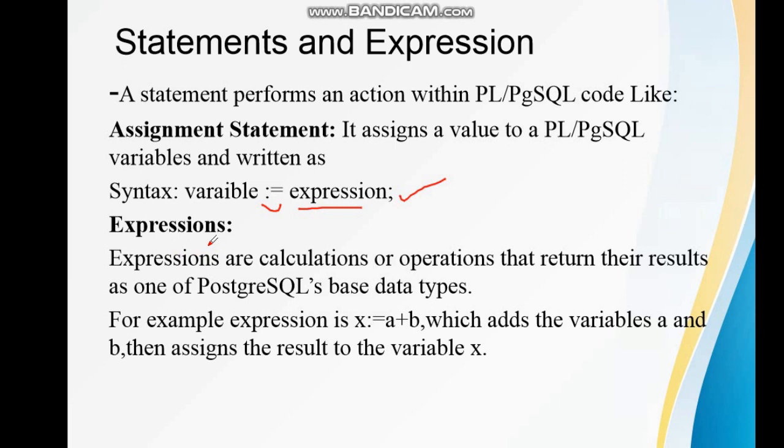Next is expression. Expressions are calculations or operations that return their results as one of the Postgres base data types. For example, the expression x assigned to a plus b adds the variables a and b, then assigns the result to the variable x. Okay, so this is called an expression, where the addition of a and b is assigned to the variable x. So basically expressions are calculations or operations.